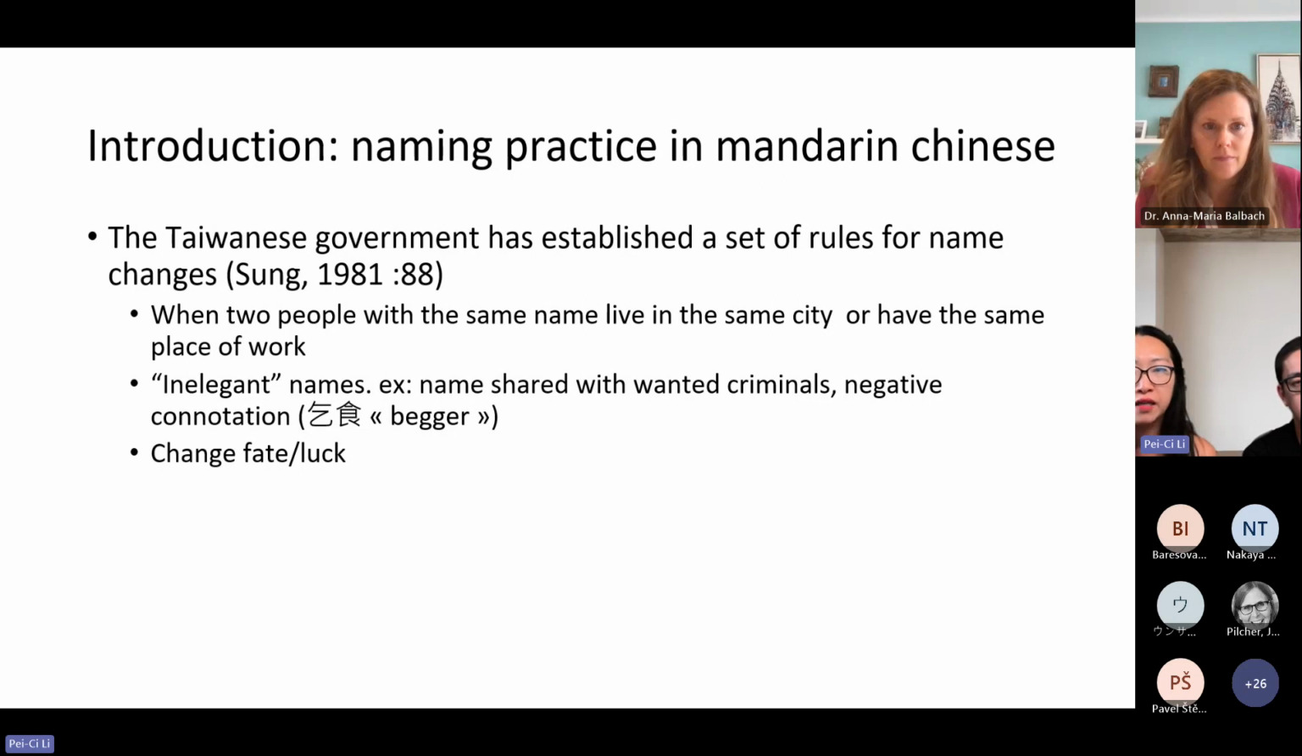And finally, according to popular belief, names influence one's destiny. So some individuals change their names in pursuit of better luck. If life has been marked by a series of misfortunes, a name change may signal a fresh start.